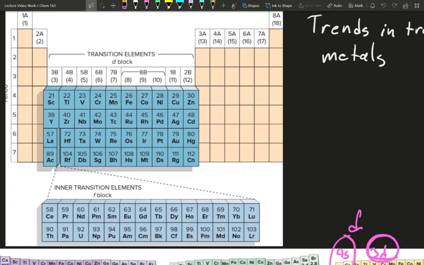However, vertically, we do see some more pronounced changes. Going down a column, we tend to get more dense. Going down a column, we tend to be more electronegative. And going down the column, we tend to have higher ionization energy.